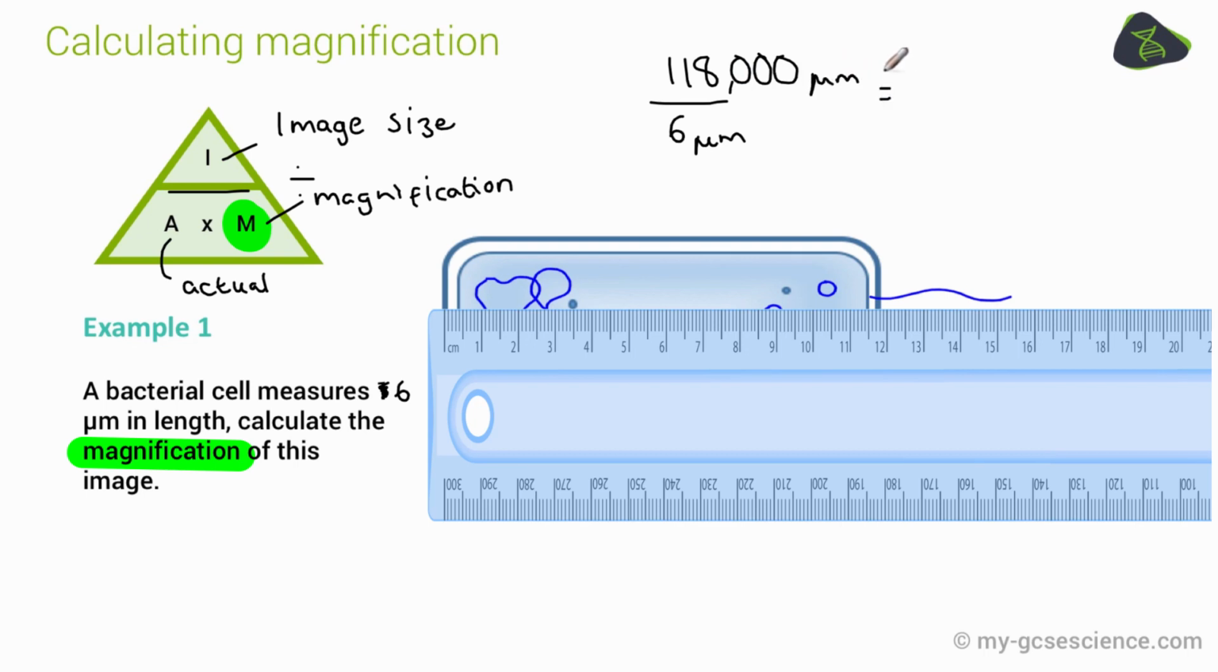So when you do the maths, you get 19,667 times. So this drawing on this screen is 19,667 times bigger than the actual size of that bacterial cell.